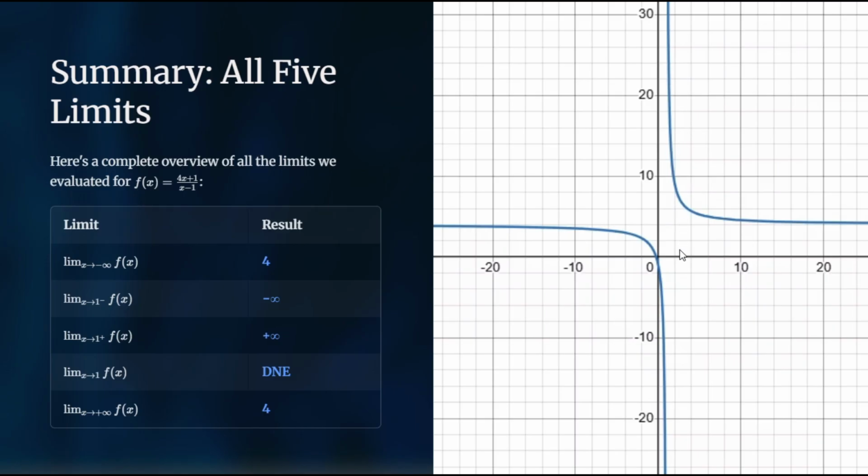And therefore, since the behavior is not the same from the left of 1 and from the right of 1, the limit as x goes to 1 does not exist. And finally, the limit as x goes towards positive infinity is 4 as well. We can see the horizontal asymptote at y equals 4. Now you know how to handle indeterminate forms and limits at infinity.